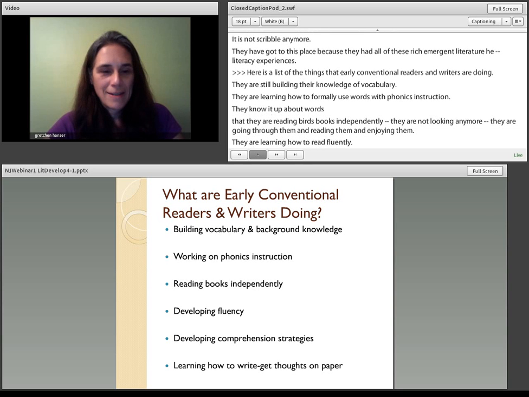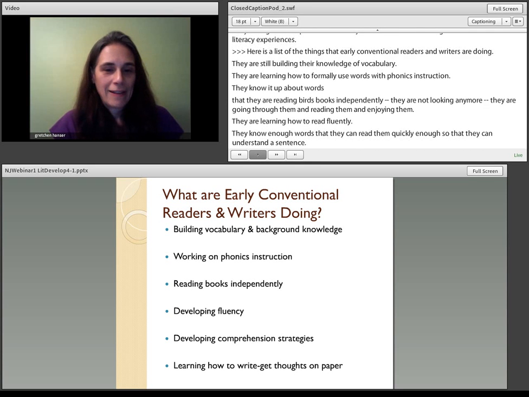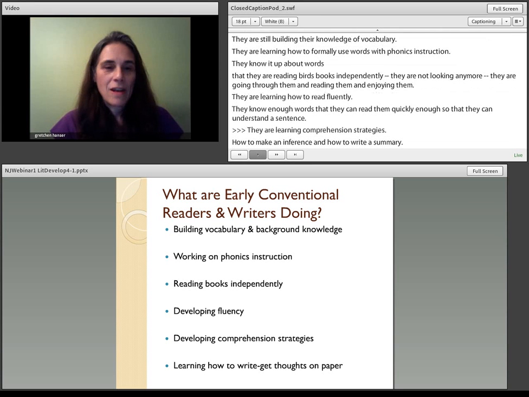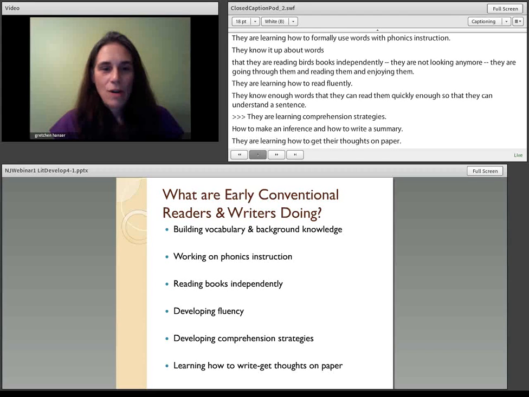They're learning comprehension strategies, how to make an inference, how to write a summary. And they're learning how to get their thoughts out on paper. It's not scribble anymore. So I think you can see the difference here between emergent readers and writers and early conventional readers and writers.